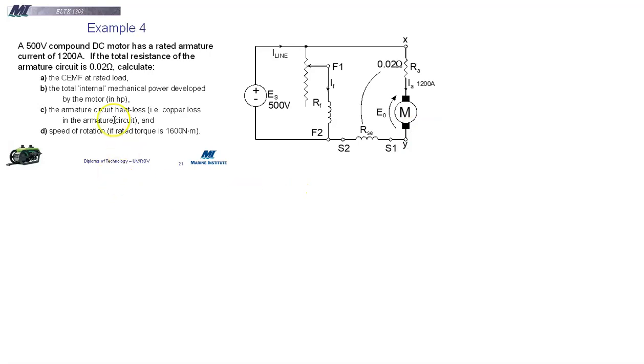Now, we've been asked to find the CEMF at rated load. Remember, that's E0. The total internal mechanical power developed by the motor, and want you to convert that to horsepower. And so remember that internal mechanical power, PMI. The armature circuit heat loss is the copper loss on the armature circuit. And that again includes the series field and the armature windings. And the speed of rotation and the torque value.